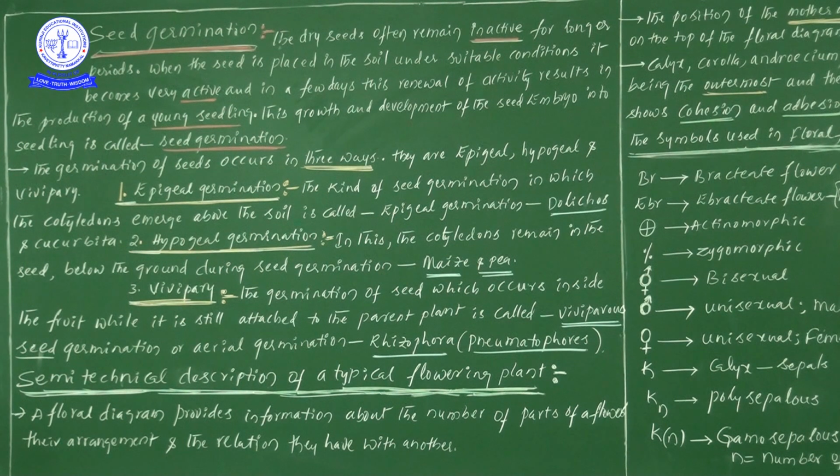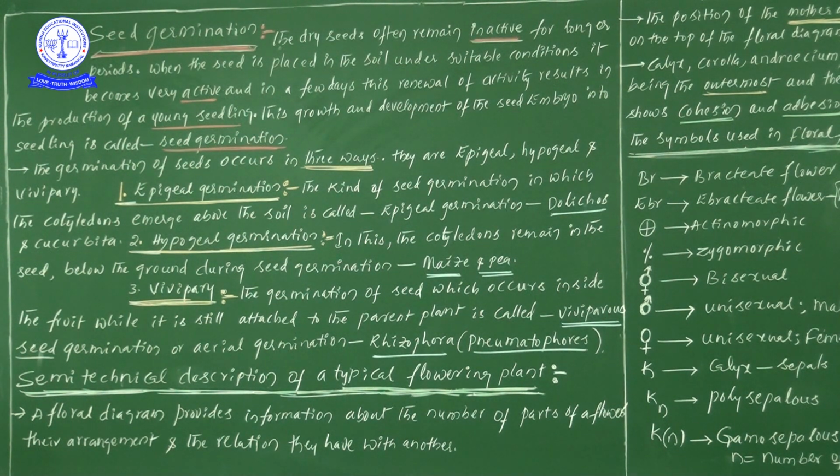Suppose the currency or balance of the network is going to be finished, then again we will renew it. Likewise here also, the seed regains the same kind of activity it had previously by being exposed to suitable conditions. Thereby, finally, the formation of young seedlings takes place. This growth and development of the seed embryo into the seedling is known as seed germination.